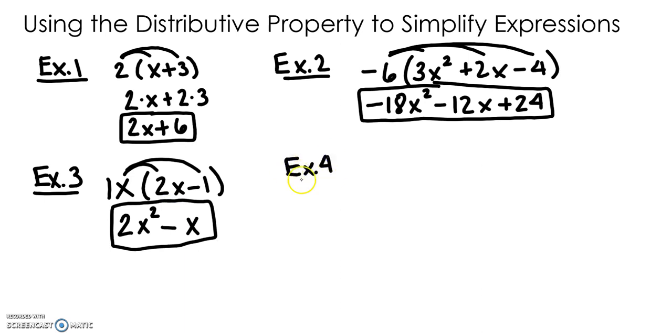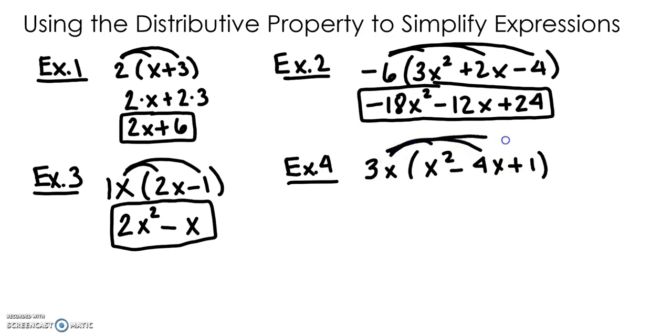All right, now we have another example, and we have 3x times the quantity x squared minus 4x plus 1. Again, we're distributing whatever's outside to all of the terms on the inside. So here we are multiplying the coefficients, 3 times, there's a 1 here, so 3 times 1 is 3, and then we have an x times an x squared. Well, when we multiply variables, we add the exponents.